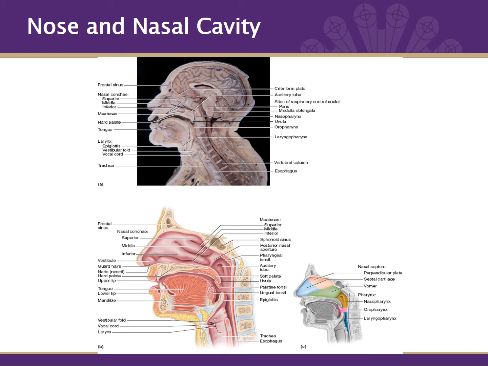Each nasal concha is separated by a nasal meatus. They form a passageway for the air. There are three meatuses: superior, middle, and inferior, just following the three conchae. They increase the surface area inside the nose, so the air stays in the nose longer to humidify and warm up if necessary. The end of the nasal cavity is referred to as the posterior nasal aperture.